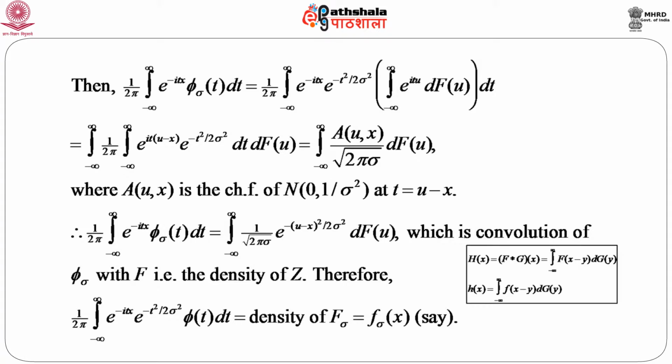Hence, we can immediately write that 1 by 2 pi, integral from minus infinity to infinity, e to the power minus i t x, e to the power minus t square by 2 sigma square, into phi t. This quantity is nothing but the density of capital F sigma, which we denote by small f sigma x, say. So, this result we get just by simplification and using the convolution.